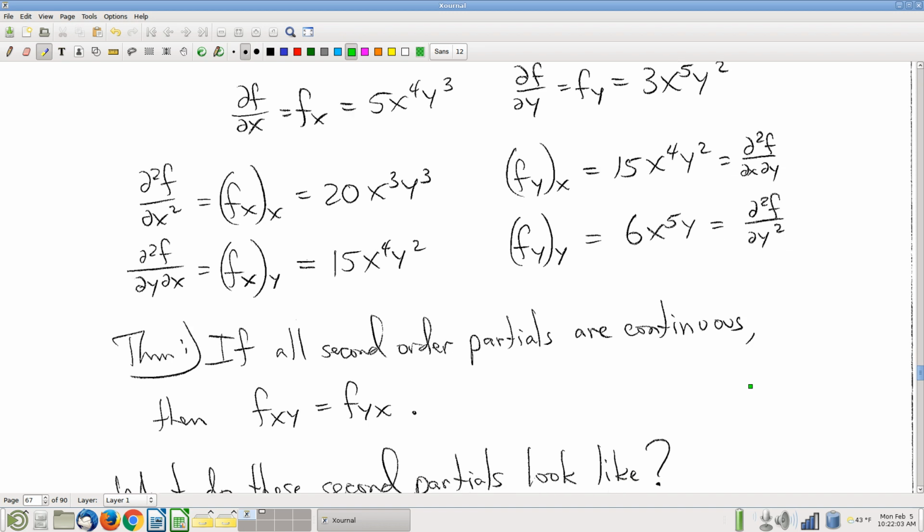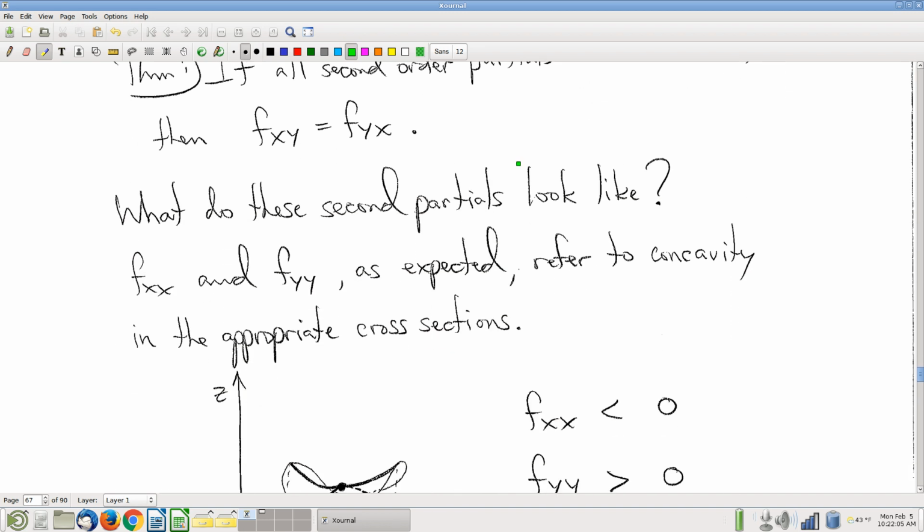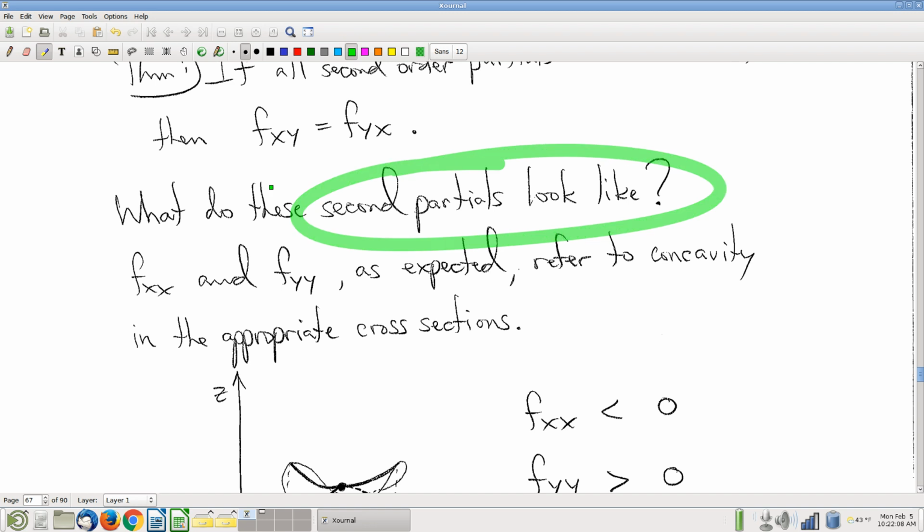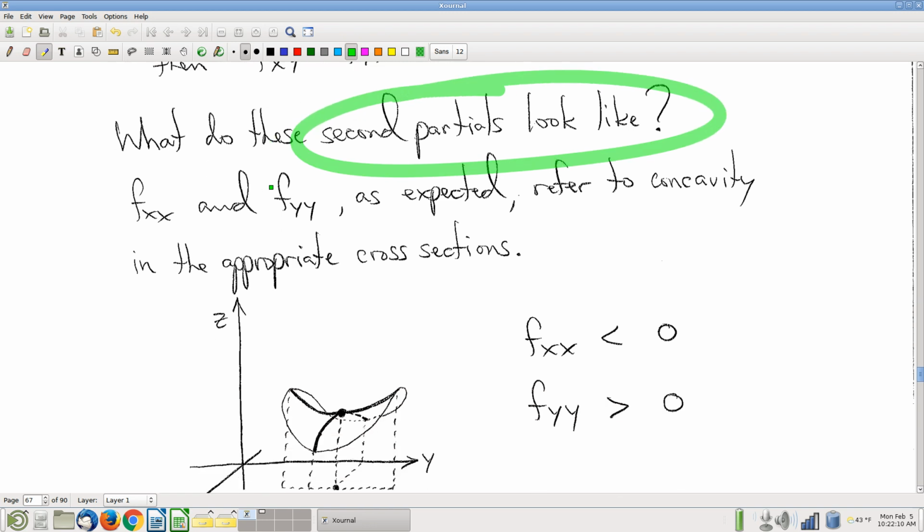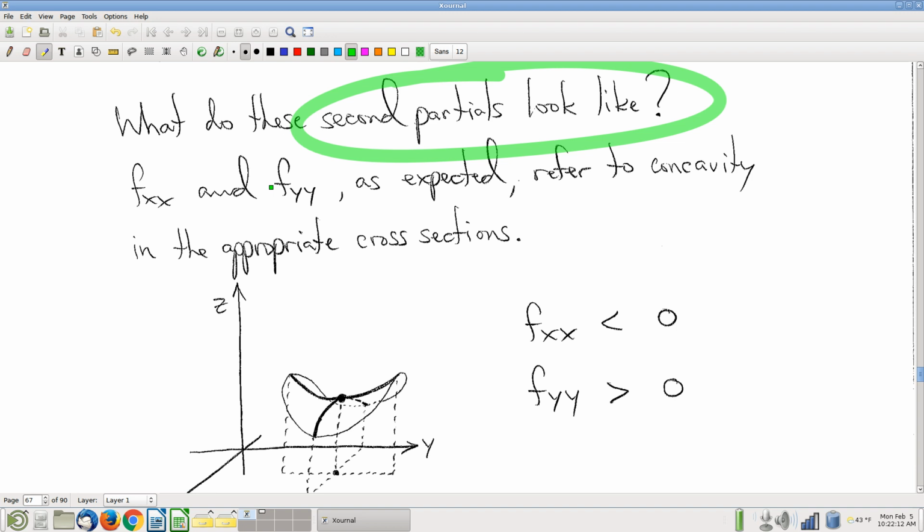Okay. So now what I want to do is ask, what do these second partials look like? We have an answer to this question in single variable calculus. It refers to concavity. There's a little argument you go through about how the derivatives on a graph. By the way, this is in the graph context, very importantly. The derivatives refer to slope, and if you think about how slopes change as you move along, that gives you concavity. This is a geometric argument from Calc 1.